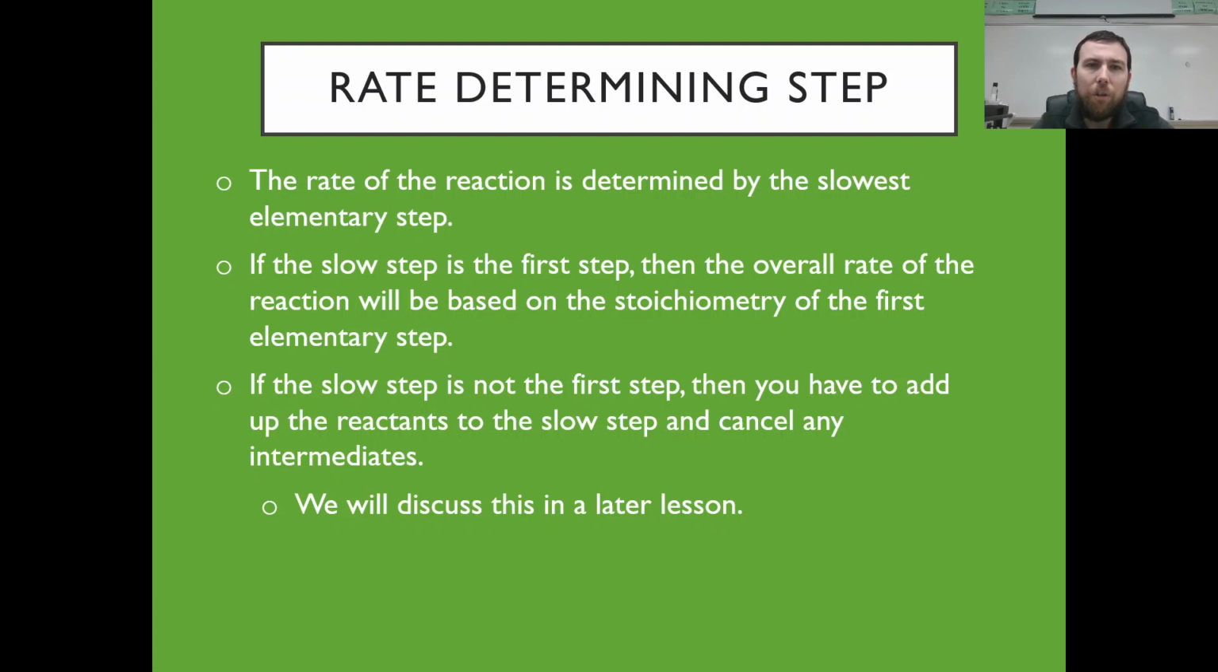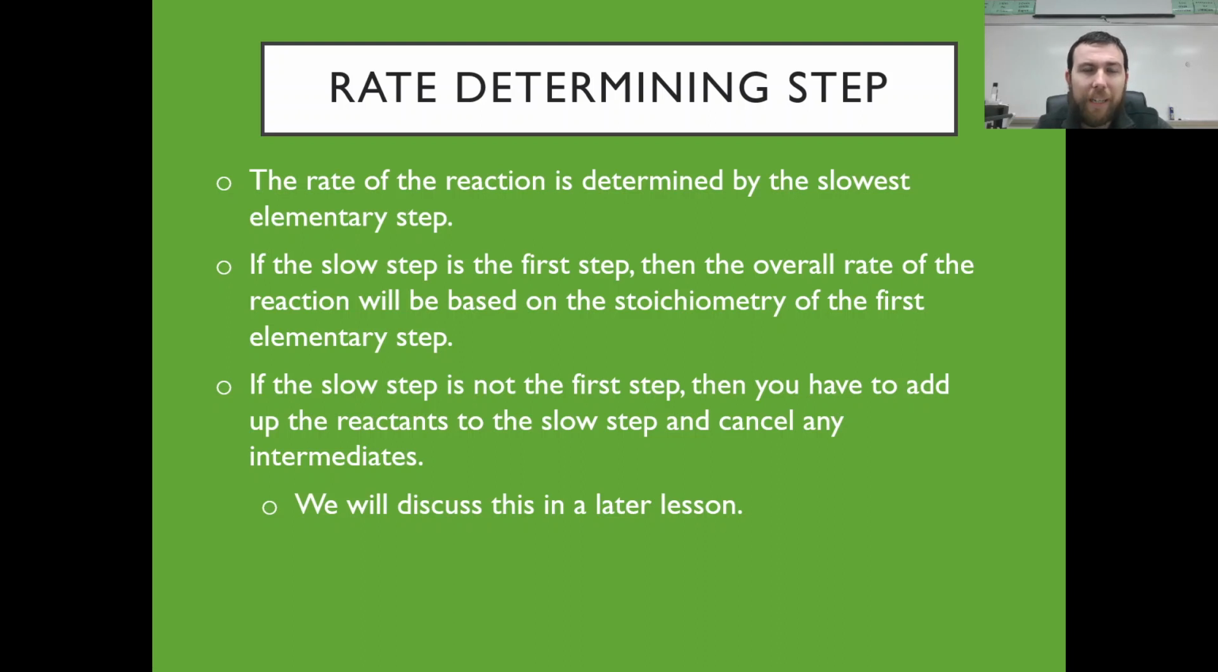Now, if the slow step is the first step in the overall reaction, then the rate law will be based on the stoichiometry of the first elementary step. Okay? And we can certainly use that to our advantage. If the slow step is not the first step, then you might have to add up the reactants to the slow step and cancel out any intermediates. You might even have to go through some other processes to make sure that it matches up with the rate law, but we'll discuss that much later.